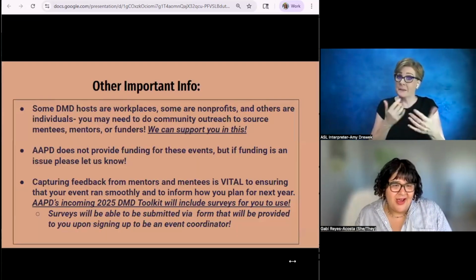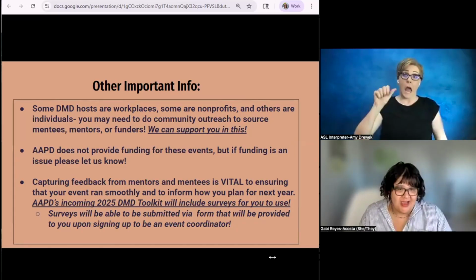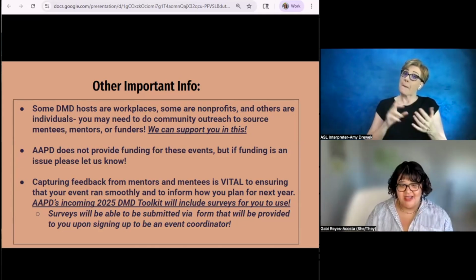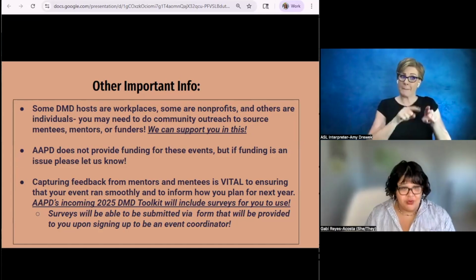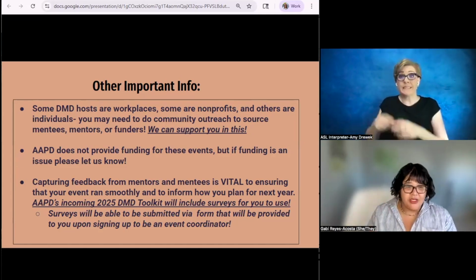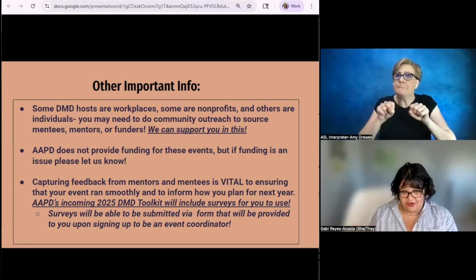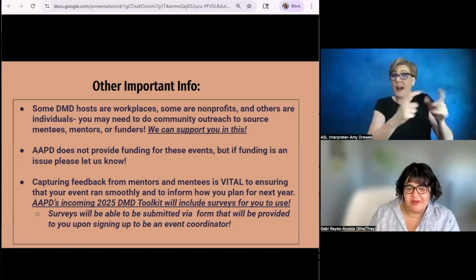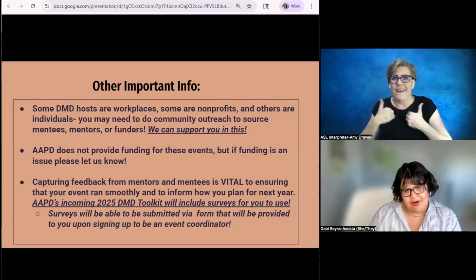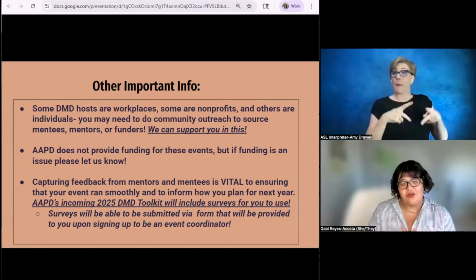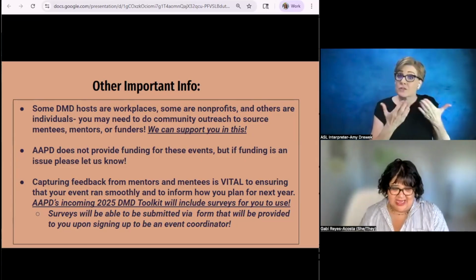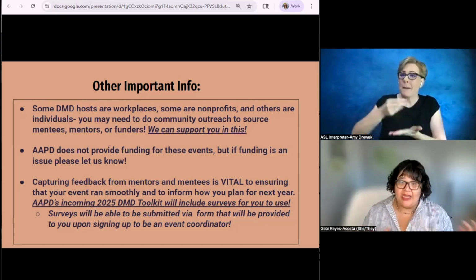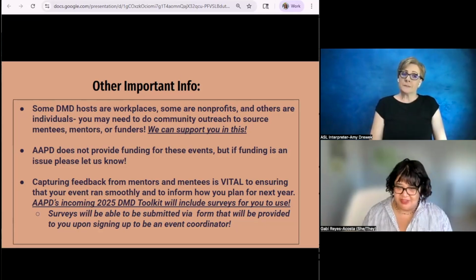Okay. Our next slide says other important info at the top. So some important info. Some DMD hosts are workplaces. Some are nonprofits. Others are individuals. You may need to do community outreach to source your mentees, your mentors, or your funders. So we can support you in this, in thinking through where's a good place to reach out to mentees in my community? Where is an opportunity to collaborate with an independent living center, for example, or with a youth serving organization? Where might I find a local grant or a regional grant to support me in paying for interpreters or captioning, right? So those are some ways that we can support you in doing that research and thinking through what your plan might be.